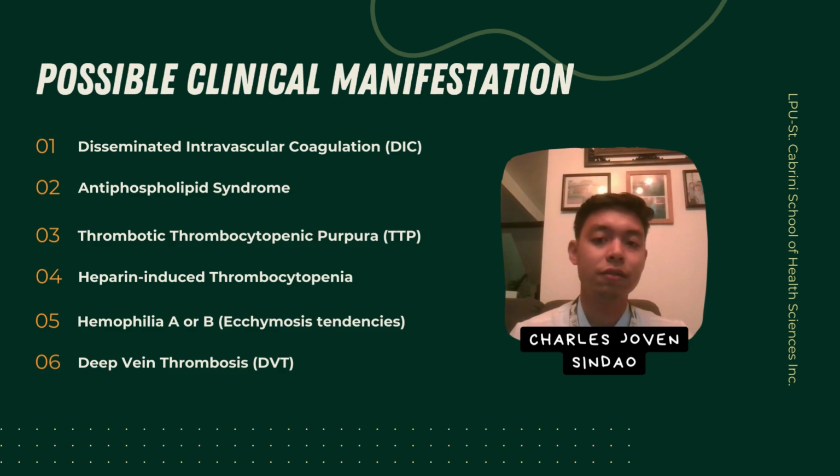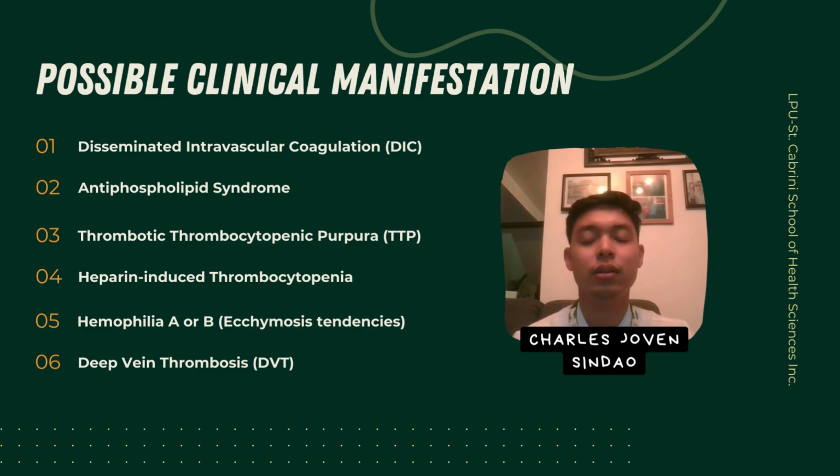TTP is caused by a deficiency or dysfunction of a specific enzyme called ADAMTS13. Next is heparin-induced thrombocytopenia or HIT. It is an immune-mediated reaction that occurs in response to heparin, a commonly used blood thinning medication. Next is hemophilia A or hemophilia B.